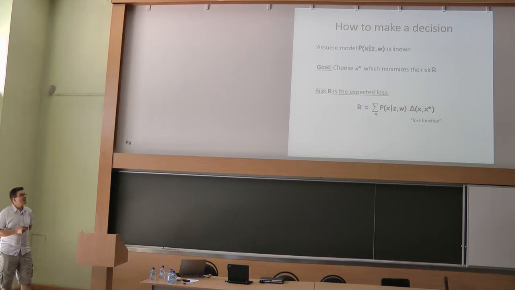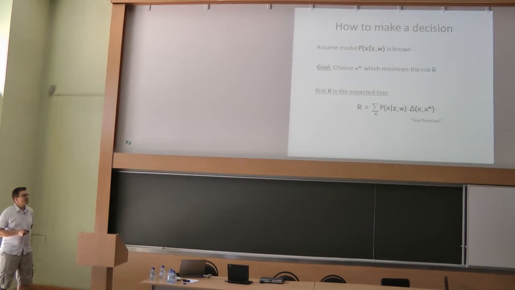And let's talk a bit about decision theory: what to do when you have the distribution, what solution X star you should take. What it boils down to is that we want to choose an X star which minimizes our expected loss. The expected loss is written with this equation here.